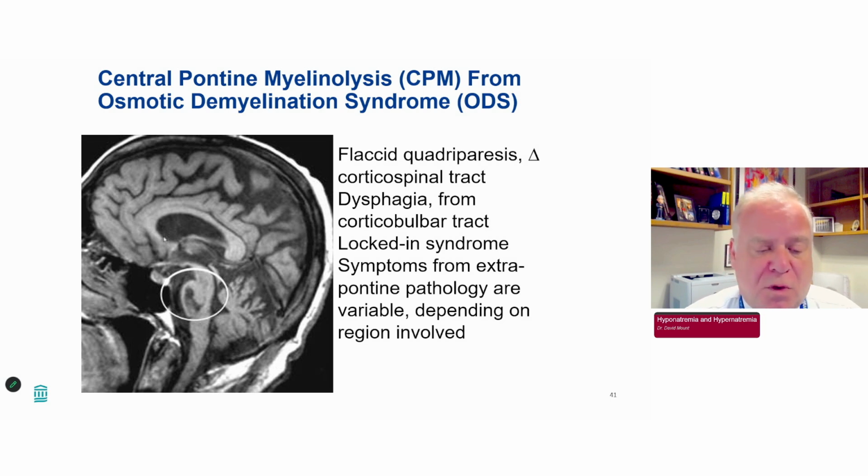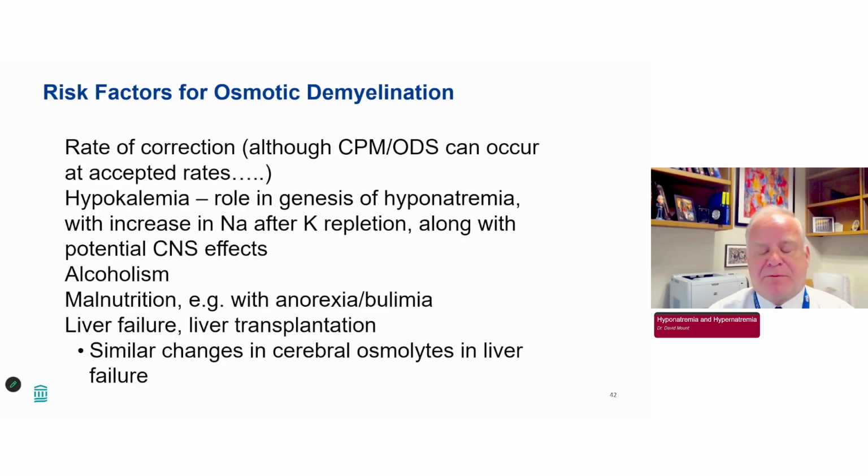So this is what you don't want your MRI of your patient to show, which is central pontine myelinolysis. Often these patients will have extrapontine pathology as well, for example, Parkinsonian symptoms, but usually they'll have CPM. The rates of correction are important, although it can occur at accepted rates. The level of hyponatremia, most of us feel that at greater than 120, you're less likely to get osmotic demyelination. I do worry, though, about somebody that has some of these other risk factors, such as hypokalemia.